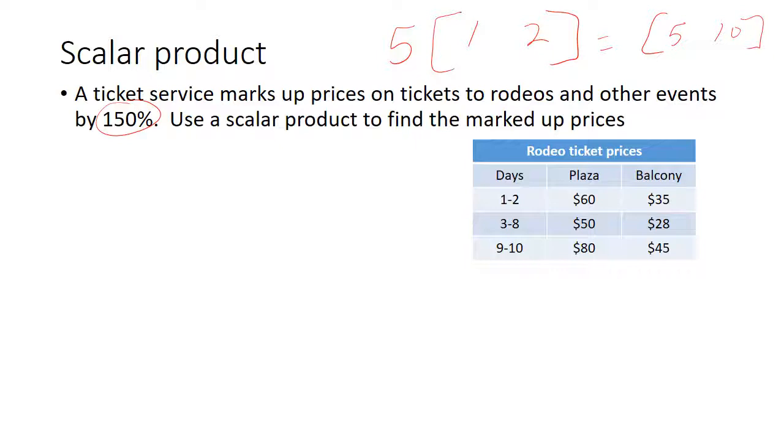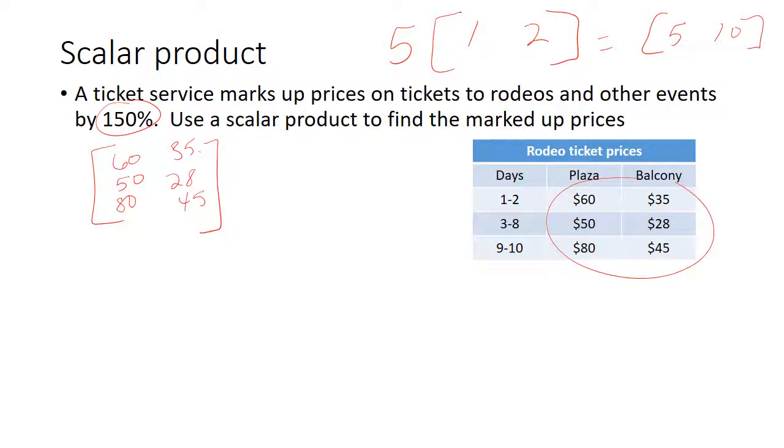So the first thing we're going to do is take our data here and put it in a matrix. So we've got 60, 50, 80 in the first column, and 35, 28, 45 in the second column.